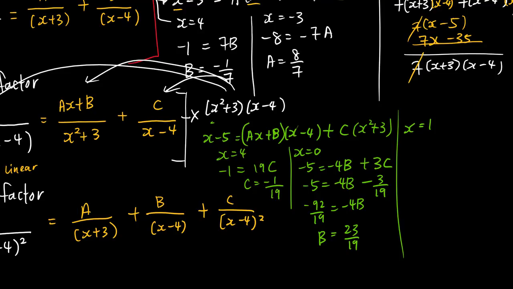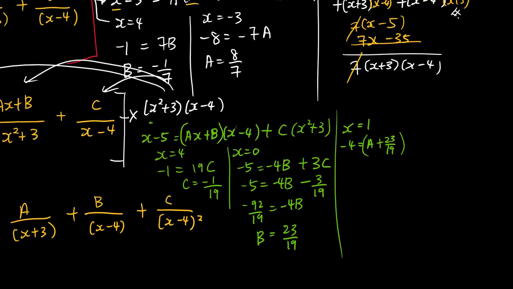So 1 minus 5, I get -4. So a multiplied by 1 is just a, plus b, which is 23 over 19. And then this is x minus 1, so this is -3, because 1 minus 4 is -3. Plus c, you have the c already, -1 over 19. And then this is 1 plus 3, which is 4. Alright, then you just solve this equation.